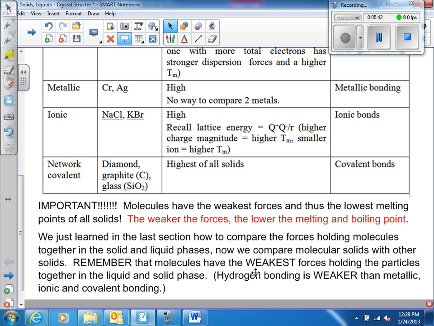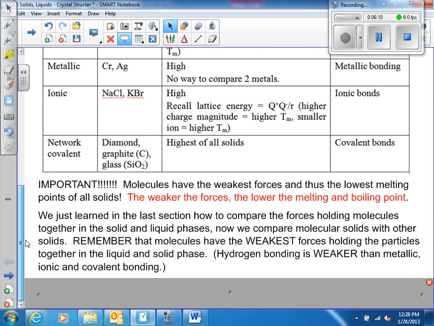Some things that students forget. So this is a very important little note here. Molecules have the weakest forces. In the last section from the last lecture, we learned that hydrogen bonding is the strongest of the intermolecular forces, but those are still weaker than metallic bonding, ionic bonding, or covalent bonding. Okay, so molecules have the lowest melting points of all solids.